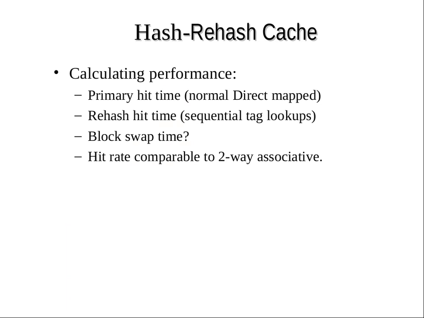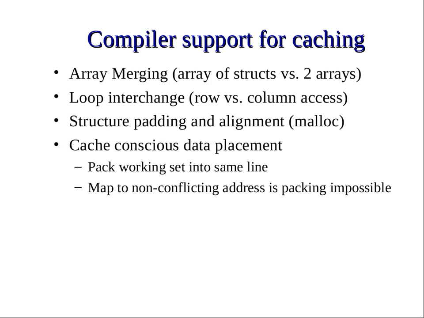So the problem with this one is calculating performance. Your primary hit time is just a normal direct map, but your rehash hit time is a sequential tag lookup. You've got block swap. It ends up being comparable to a two-way associative cache. Sometimes it's better, sometimes two-way is better. How do we figure out which one's better? Paint at the wall. Simulate it.